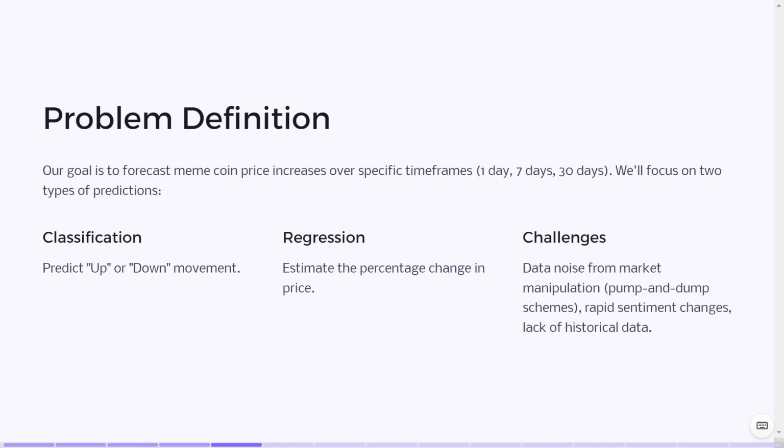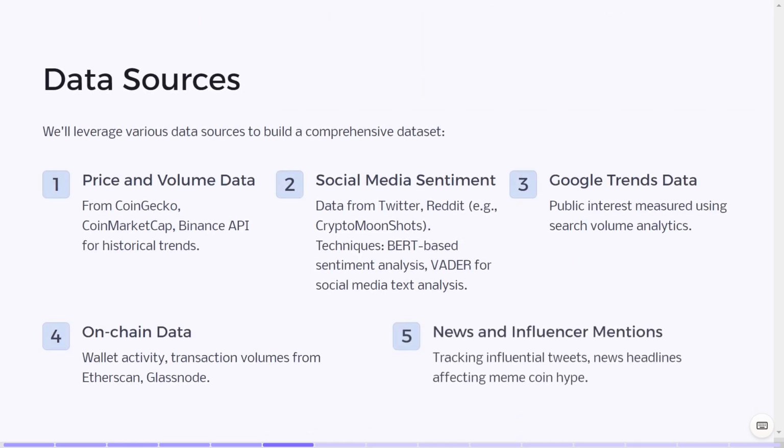However, there were several challenges. Meme coins are often subject to market manipulation, such as pump-and-dump schemes, which can introduce noise into the data. Additionally, meme coins are highly sensitive to sudden changes in sentiment, such as a tweet from a celebrity like Elon Musk. This made it crucial to incorporate sentiment analysis and on-chain data into our predictive models, rather than relying solely on traditional market indicators. We gathered data from several key sources to create a comprehensive dataset.